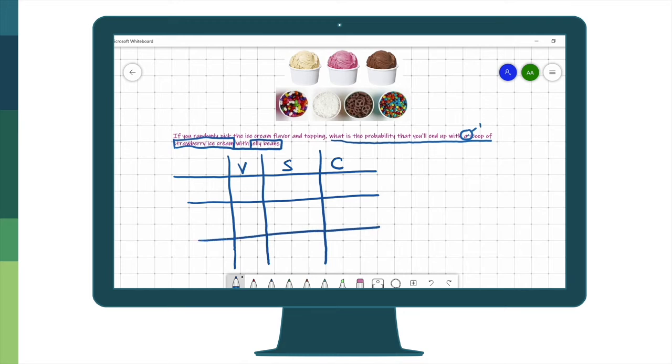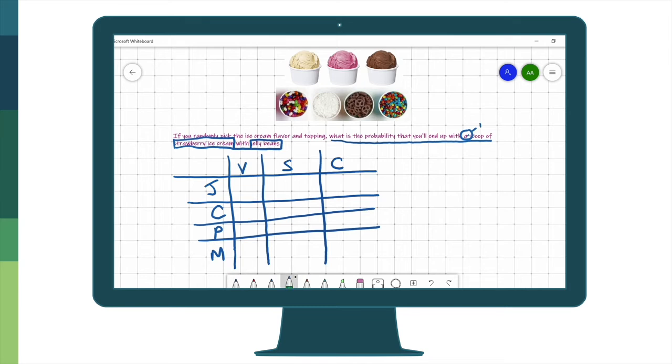And then for our toppings, we have jelly beans. That's our first one. And we have coconut. We have chocolate-covered pretzels. I'm going to put a P for the chocolate-covered pretzels. And then we have M&Ms.